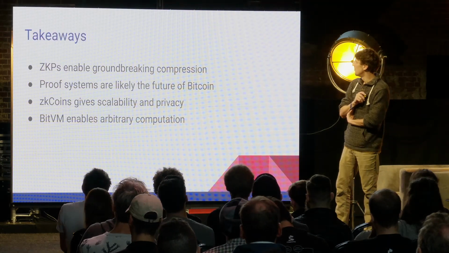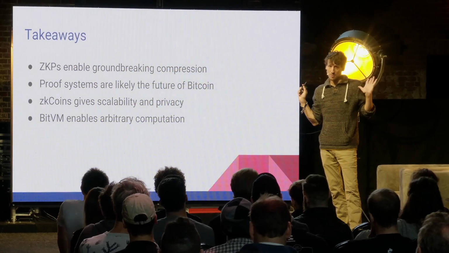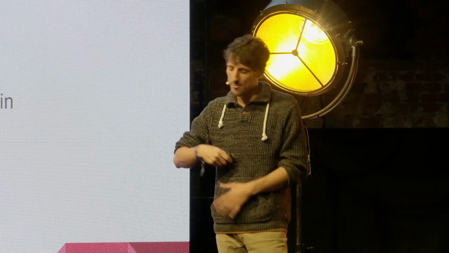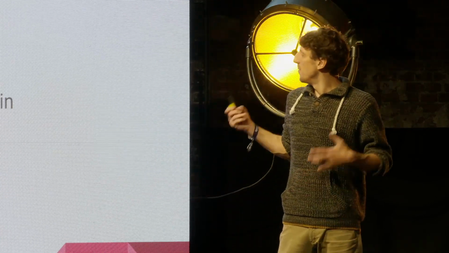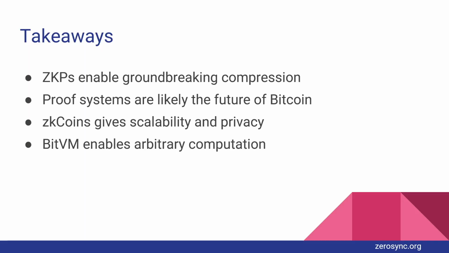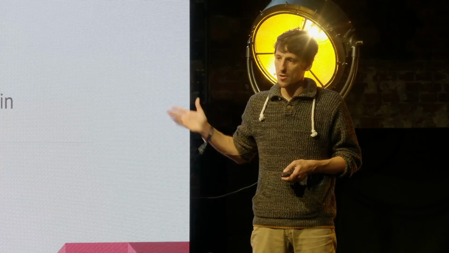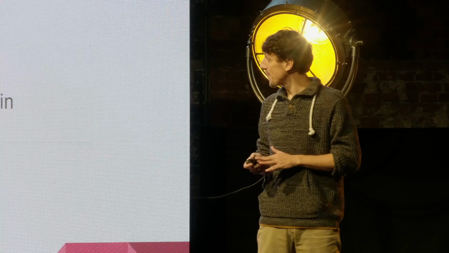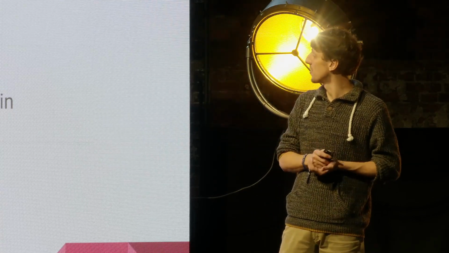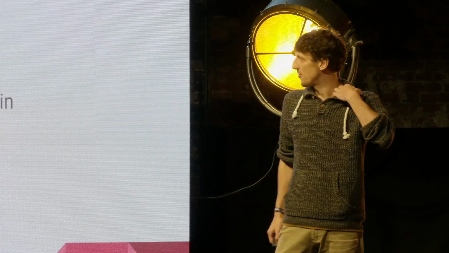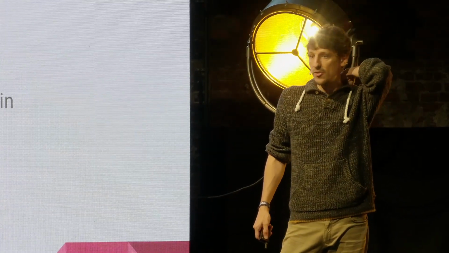Takeaways. First of all, zero-knowledge proofs enable groundbreaking compression. We can really compress the chain from hundreds of gigabytes down to megabytes. In general, proof systems are likely the future of Bitcoin. They're extremely powerful, and we will probably see them being applied in many areas of Bitcoin. There are lots of other applications beyond what I mentioned here. And the ZK Coins protocol gives you scalability and privacy, and the BitVM enables arbitrary computation, and in particular, trust-minimized bridges.